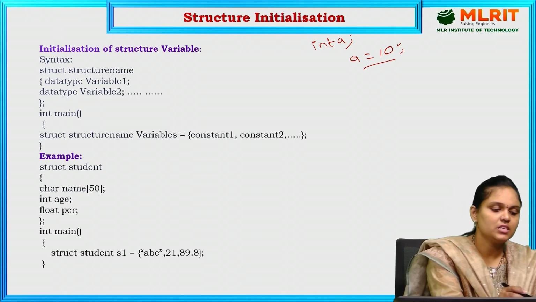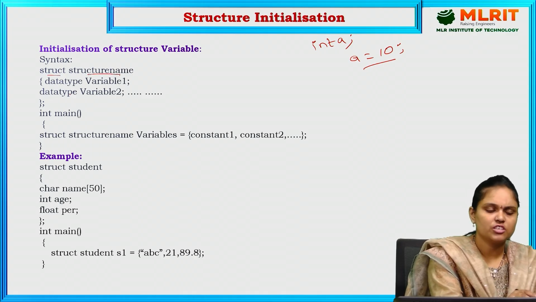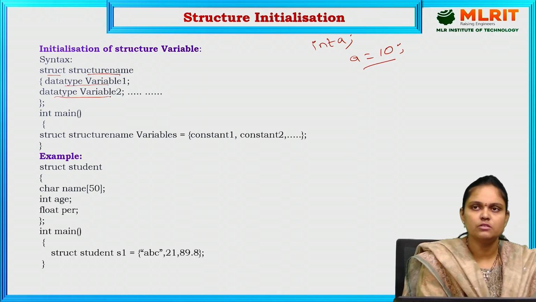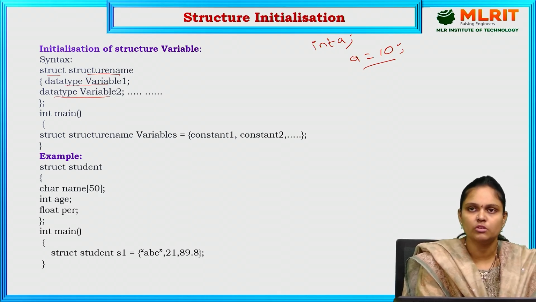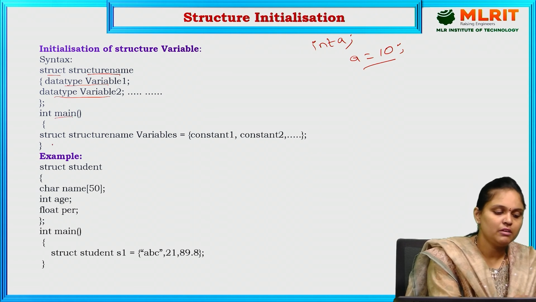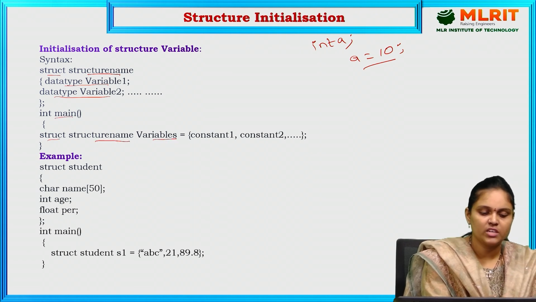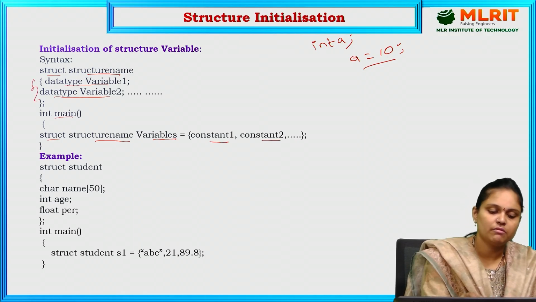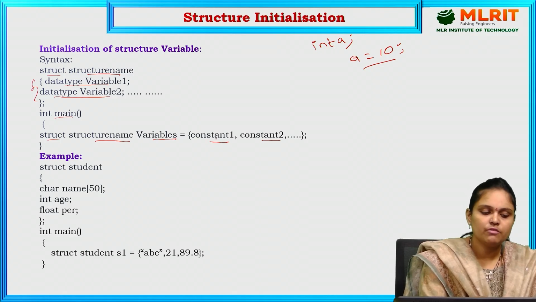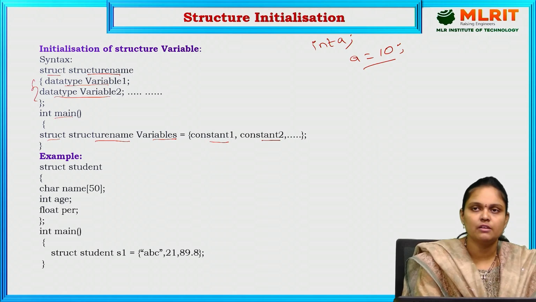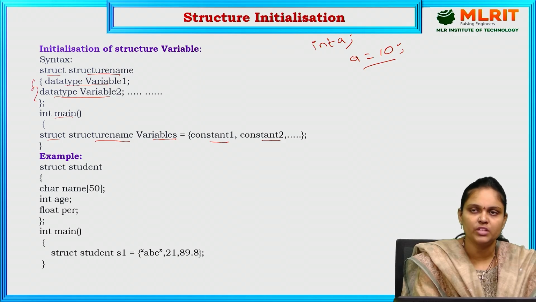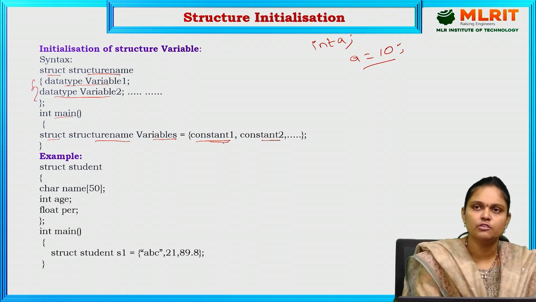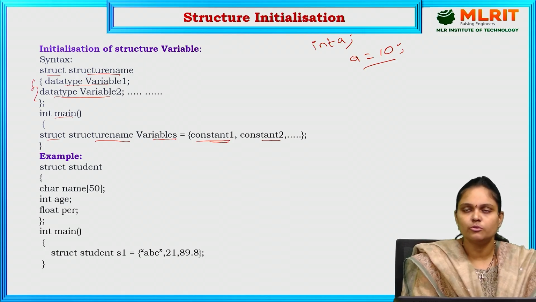Here the syntax of the initialization is: struct, structure name, and the same as the structure declaration, data type variable 1, data type variable 2, and so on. How many members you want to give, you can give. Next, inside the main function, struct name, variable, and constant 1, constant 2, and so on. However many members you have given, that many values you need to give. The first value will be assigned to the first member of the structure, the second value will be assigned to the second member, and so on. Whatever value you give in the first place will be assigned to member one.